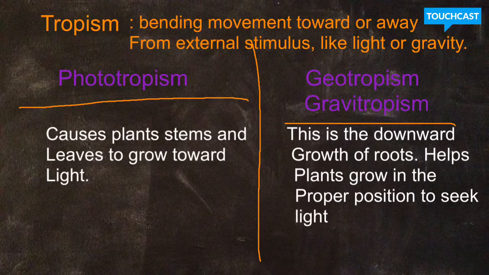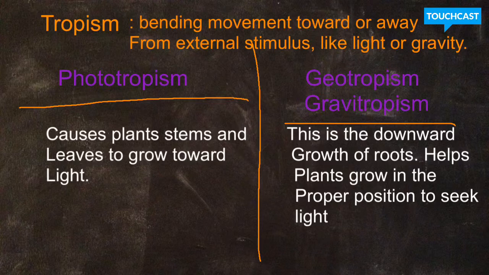Okay, now on to tropism. Tropism is a bending movement towards or away from an external stimulus. An external stimulus is something that's outside of you that makes you do something, like light or gravity for plants. So phototropism causes plant stems and leaves to grow towards the light. Well, we just figured out why they need light. They need that to start the process of photosynthesis to make their own food.